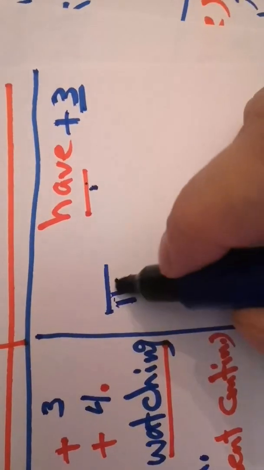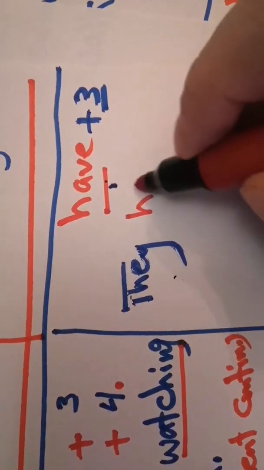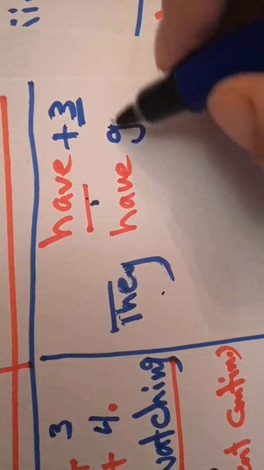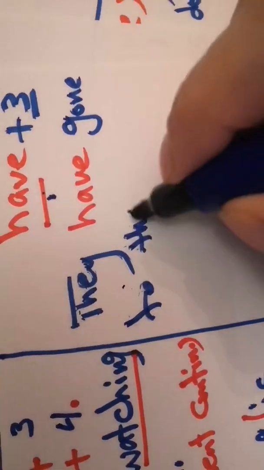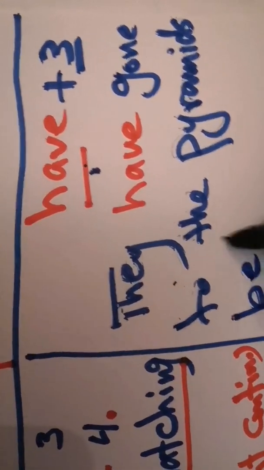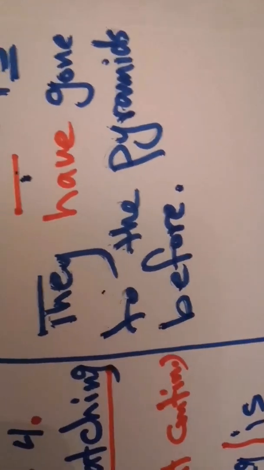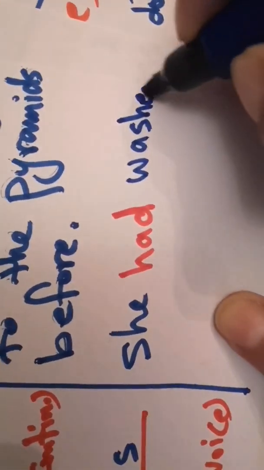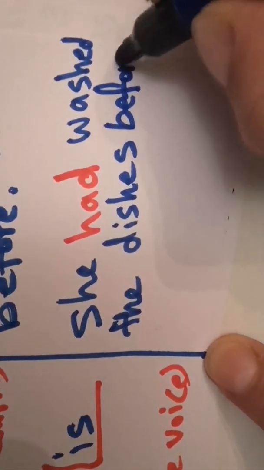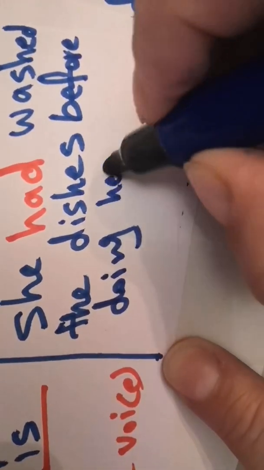For example, they have go, or went, or gone. They have gone to the pyramids before. Well, she had wash, or washed, or washed. She had washed, form number 3. She had washed the dishes before doing her homework.